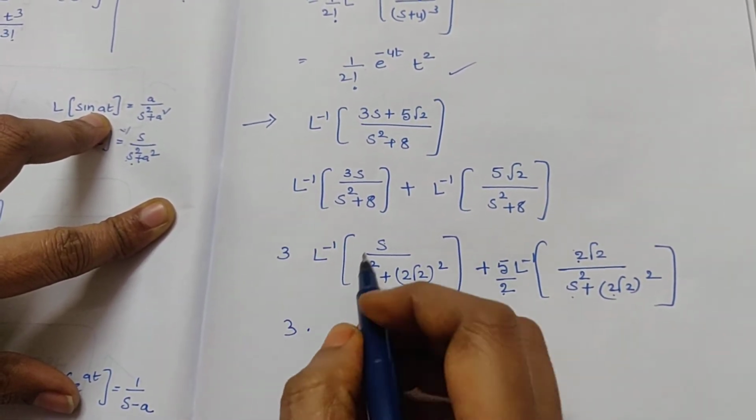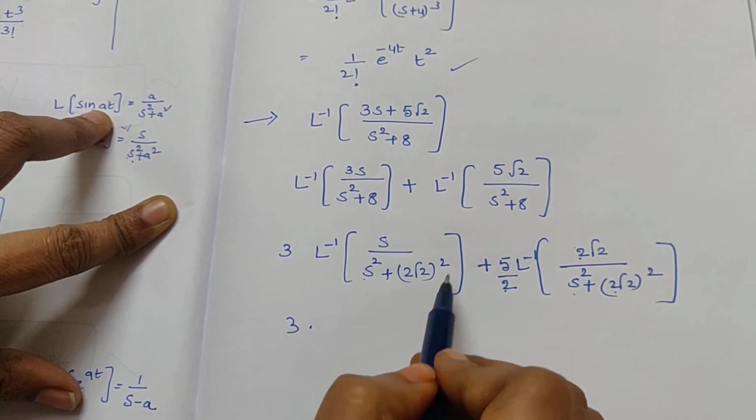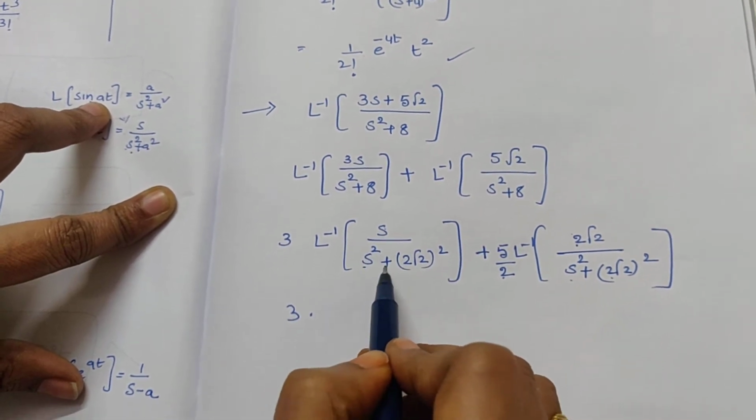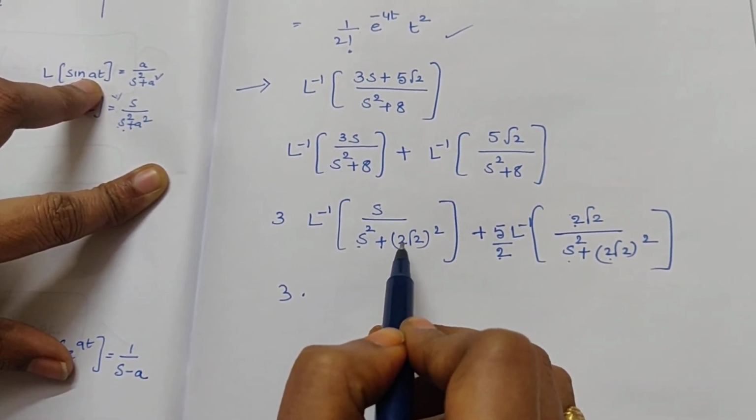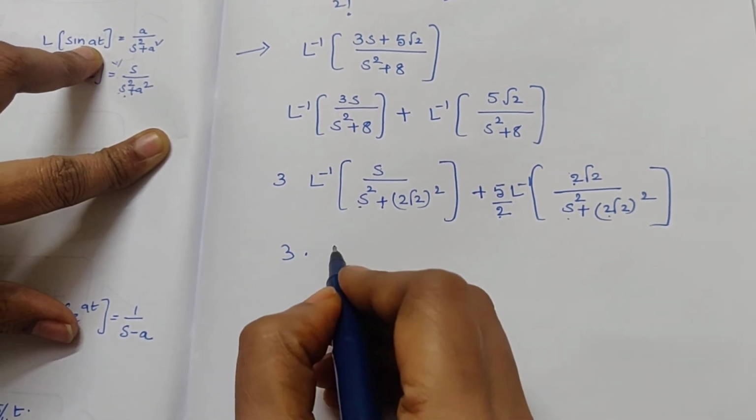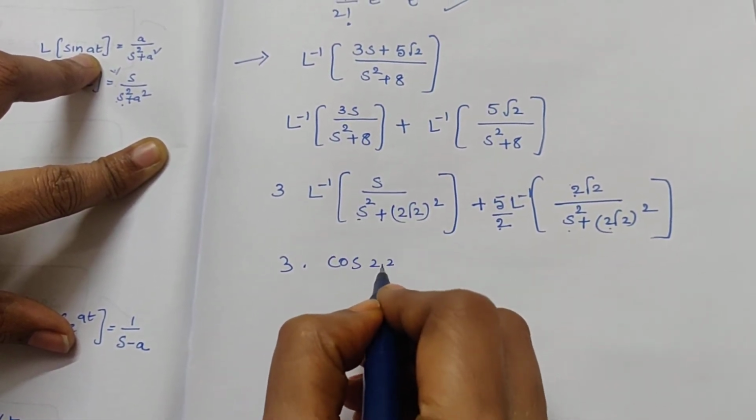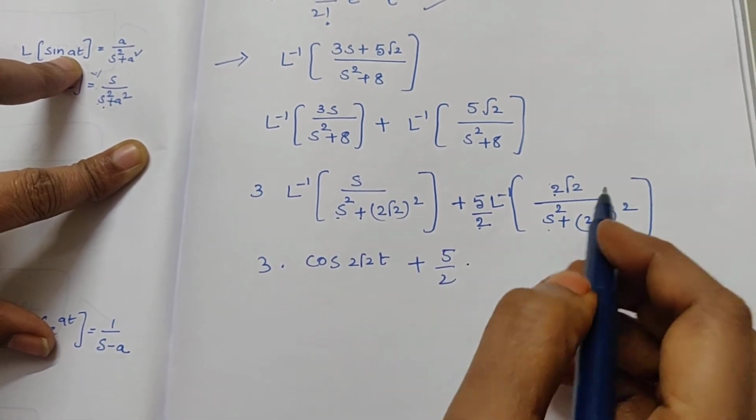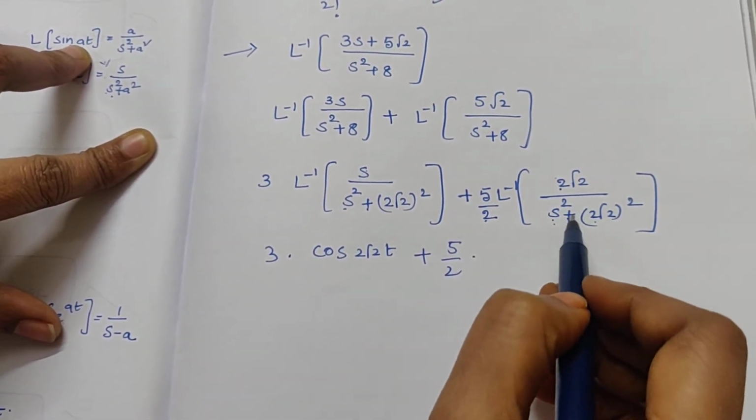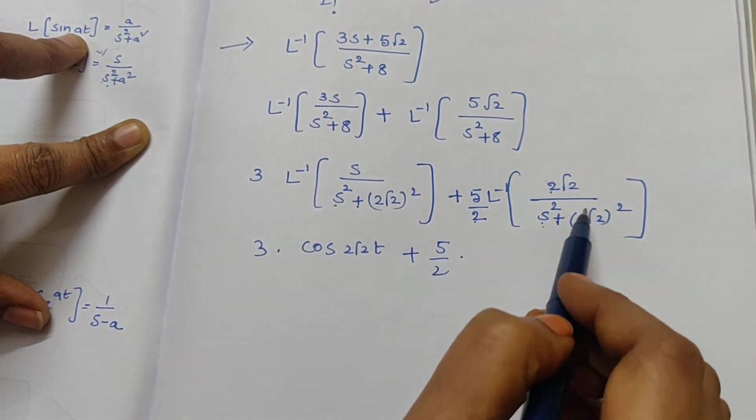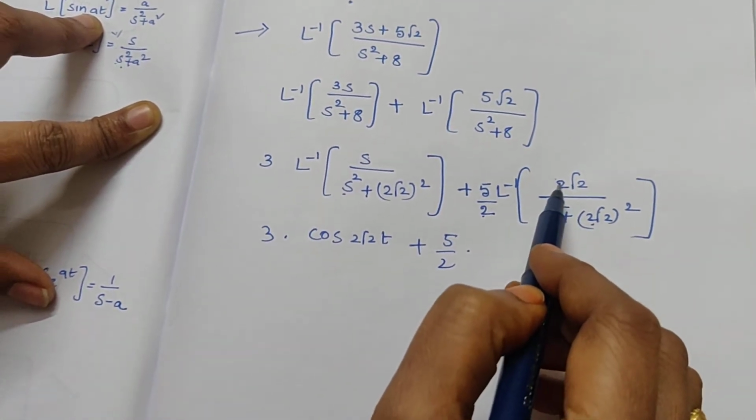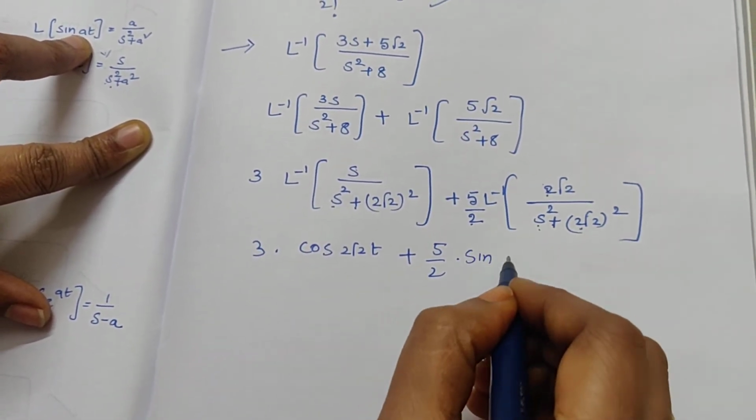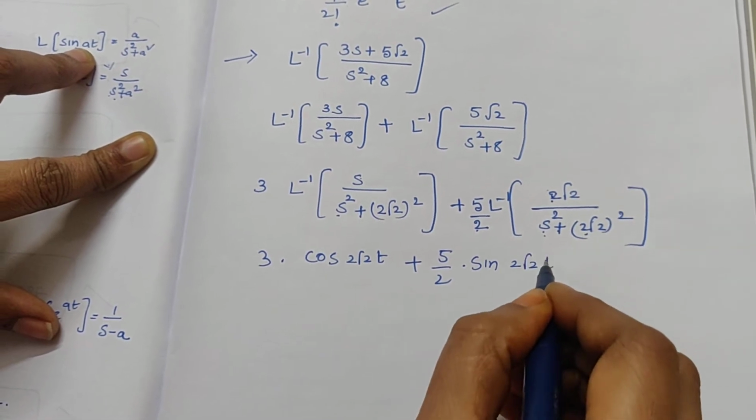Now 3 into, if you observe under L inverse, the expression is s by s square plus a square. This is the Laplace transform of cos of 2 root 2 t. Plus 5 by 2 and a by s square plus a square. Whatever is present here, try to obtain it in the numerator. This is the Laplace transform of sin 2 root 2 t.